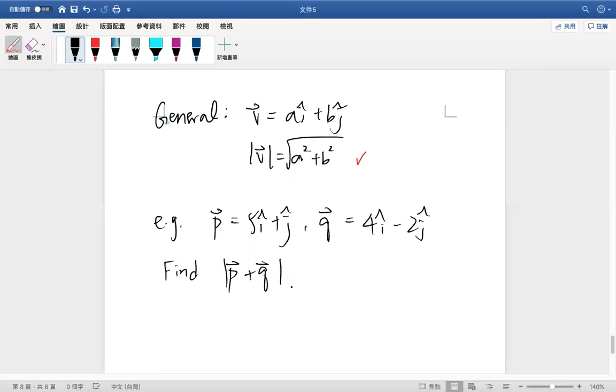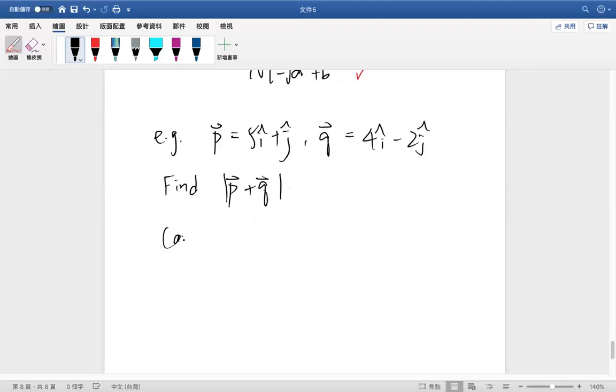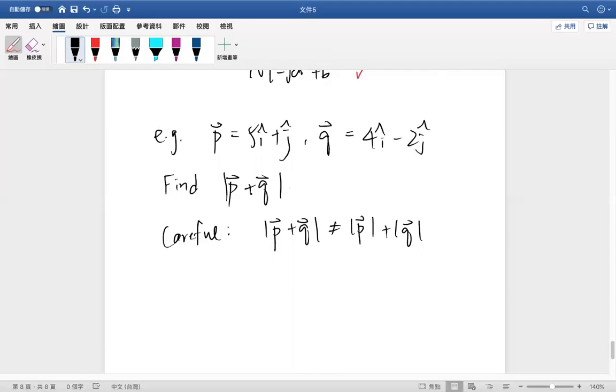So you need to be careful. You can't write that the length of P plus Q is equal to the length of P plus the length of Q. You do the P plus Q first, and then you find the magnitude. You need to find the sum, and then you get the magnitude.